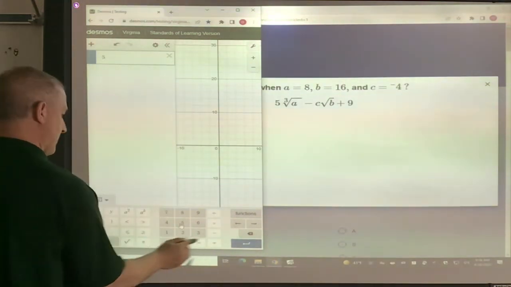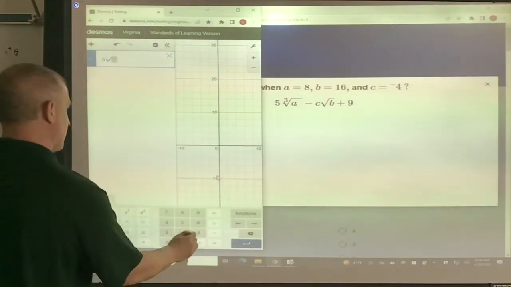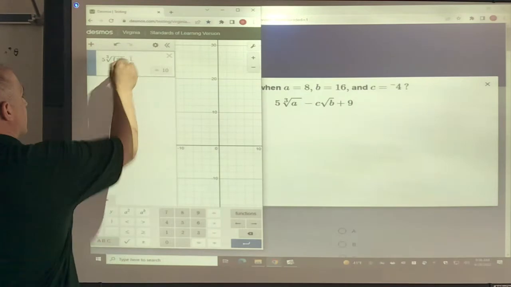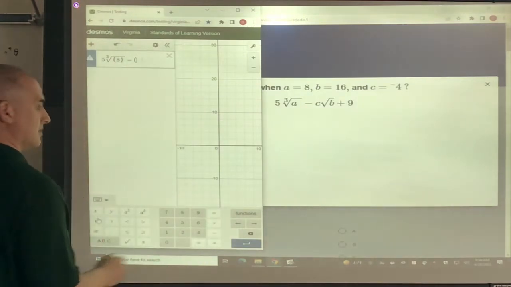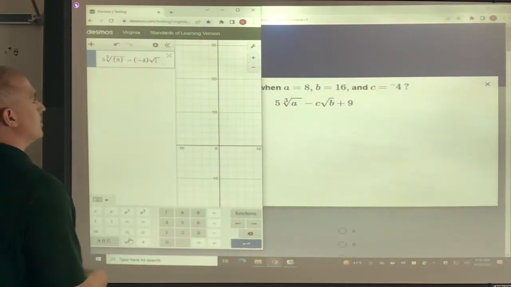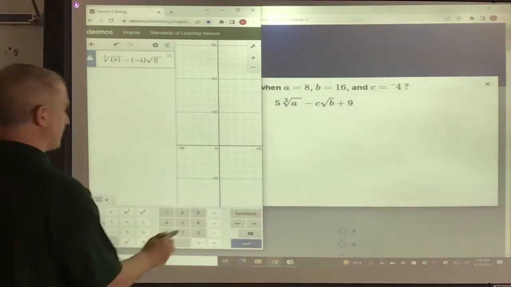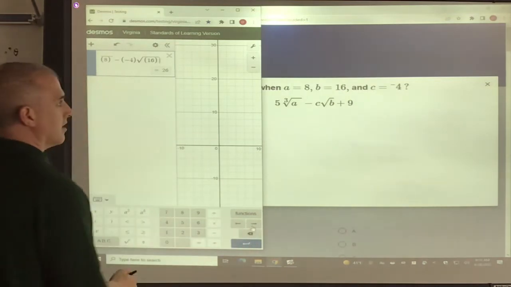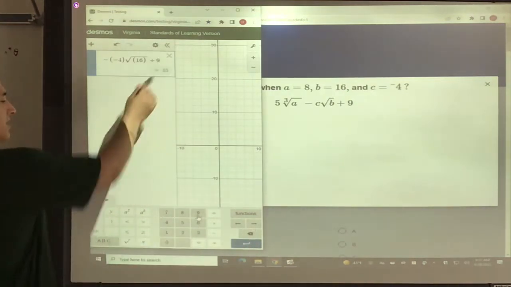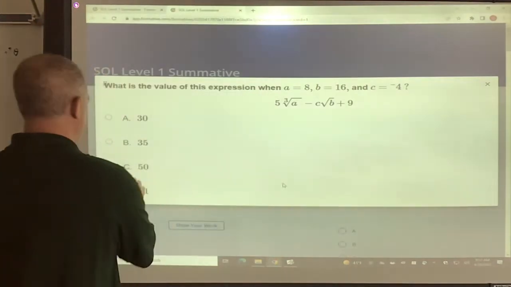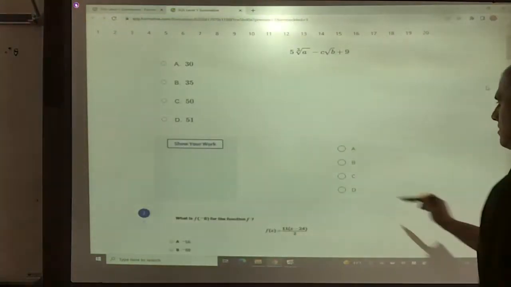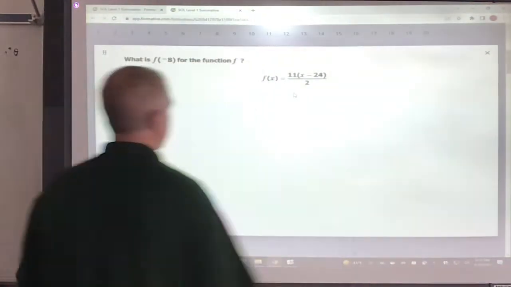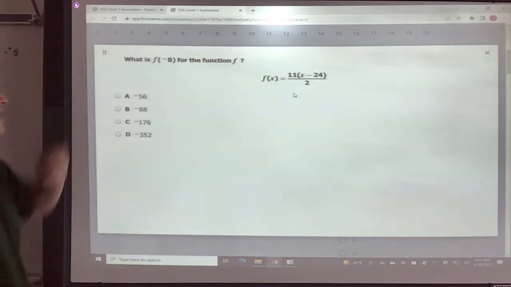Let me do it, sorry, 5, hit the thing, 3, parentheses, 8, minus parentheses, -4, square root, parentheses 16, all right, hit over, okay, all right, plus 9, and it tells me 35, which that's B, okay, 35.